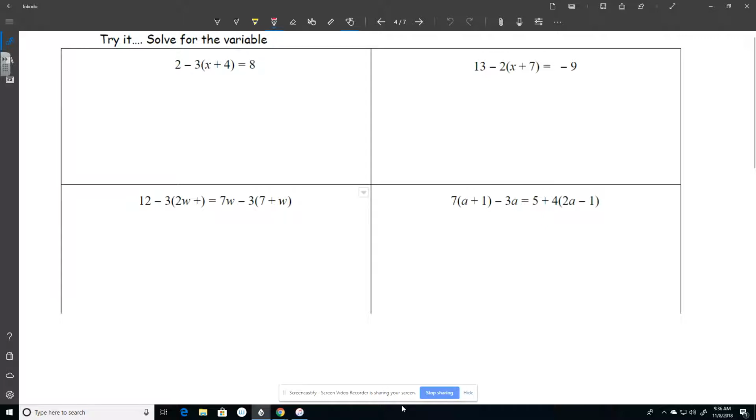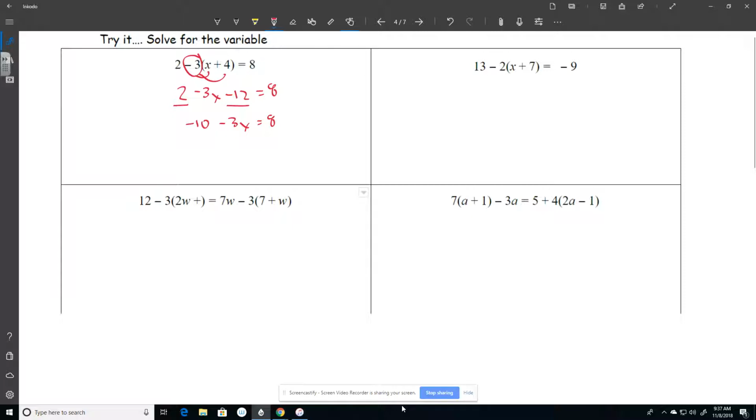2 minus 3 times x plus 4 equals 8. I have an x inside parentheses, so I want to distribute the negative 3. So this 2 is still there. And then actually, let me give myself a little bit more room. The 2 is still there. Negative 3 times x is negative 3x. Negative 3 times 4 is negative 12. And that still equals 8. Combine like terms, 2 and negative 12 is negative 10 minus 3x equals 8.